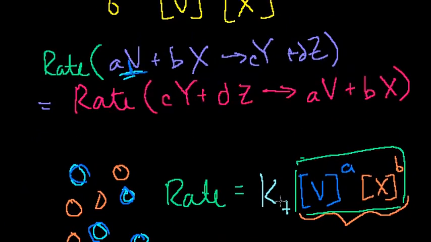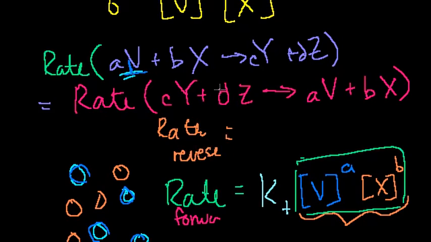So the rate forward is equal to the concentration of our V molecules to the A power times the concentration of our X molecules to the B power. Now, if we want to find the rate of the reverse reaction, rate reverse, let's say that that's equal to some other constant. Let's call that K minus. Same exact logic holds.